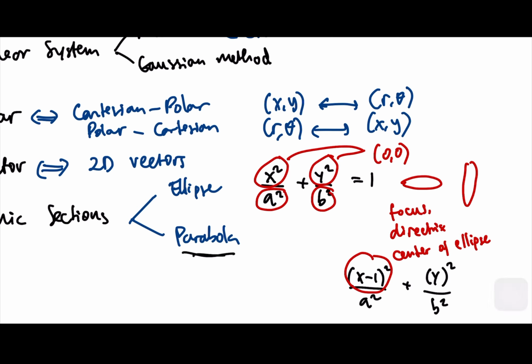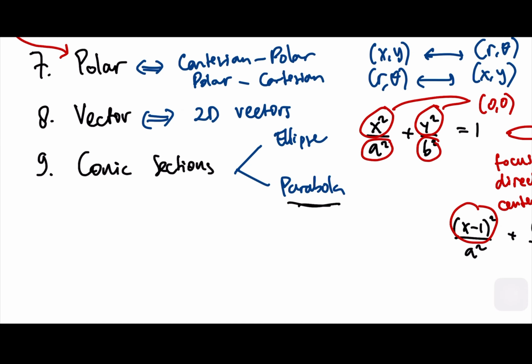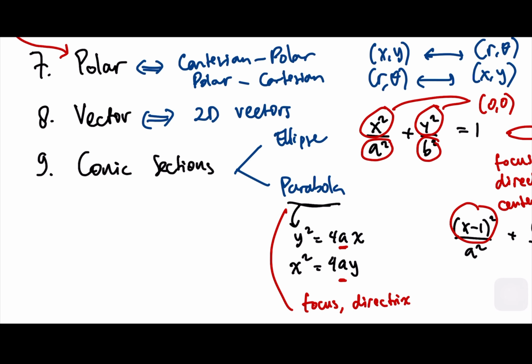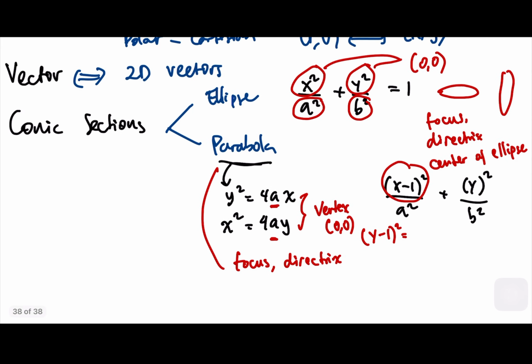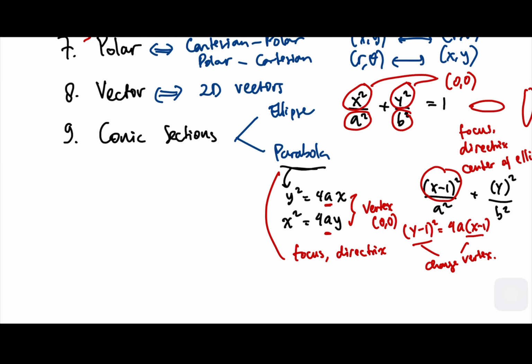Also for the parabola, the conic section has a different form. For example, this is what we usually have, or this is what we usually have. You need to know what A is and its relations with, again, the focus and directrix. These two have a vertex at 0, 0. So whenever you change your y or x, this will change the vertex. Okay, so that's the conic sections.